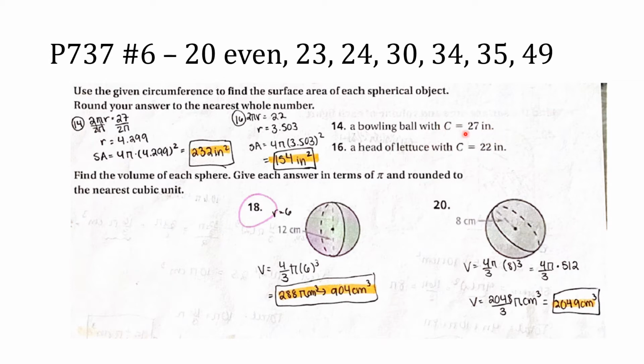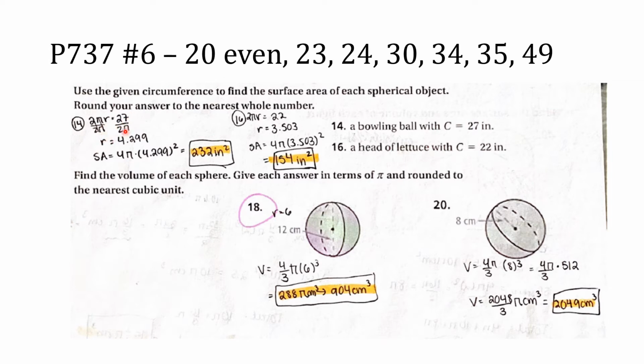So we know for number 14, if the circumference is 27 inches, I wrote my little equation over here for number 14. If the circumference is 27, we know that the formula for circumference is 2 pi r. So in order to get r by itself, I'm going to set up this equation. The circumference 2 pi r is equal, in this case, to 27. So then I want to divide both sides by 2 pi to isolate r.